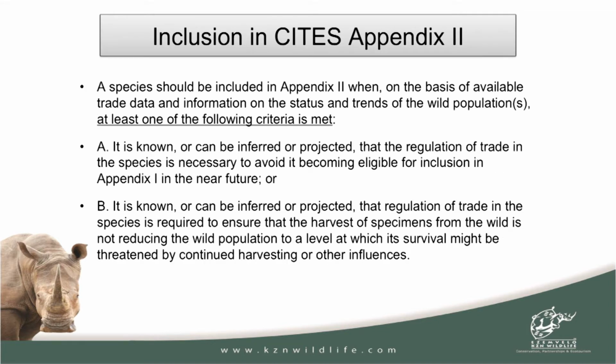A species should be included in Appendix 2 when, on the basis of available trade data and information on the status and trends of the wild population, at least one of the following criteria is met. It is known or can be inferred or projected that the regulation of trade in the species is necessary to avoid it becoming eligible for inclusion in Appendix 1. Or it is known or can be inferred or projected that the regulation of trade in the species is required to ensure that the harvest of specimens from the wild is not reducing the wild population to a level at which its survival might be threatened by continued harvesting or other influences.